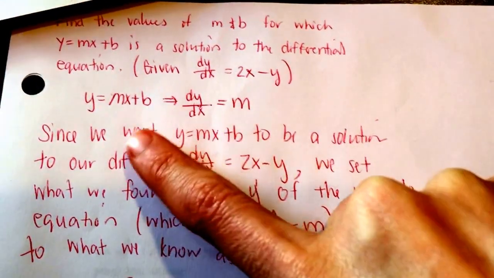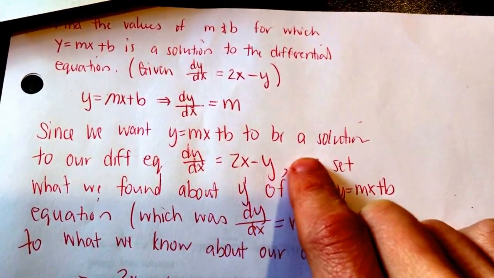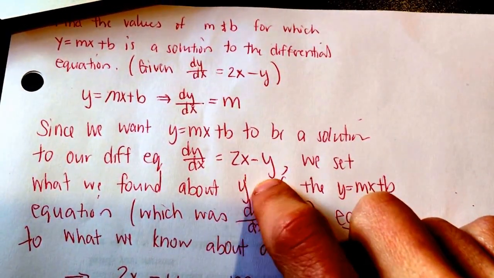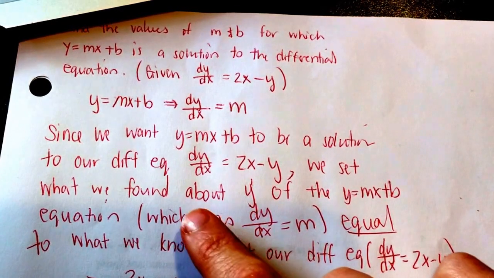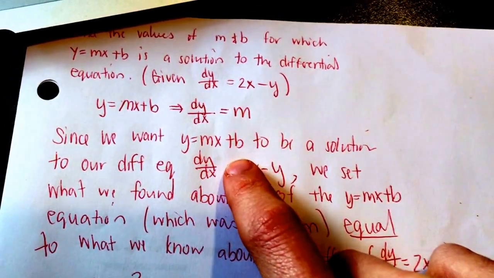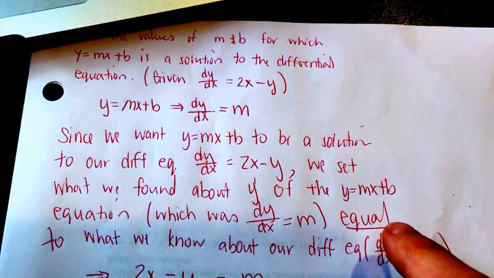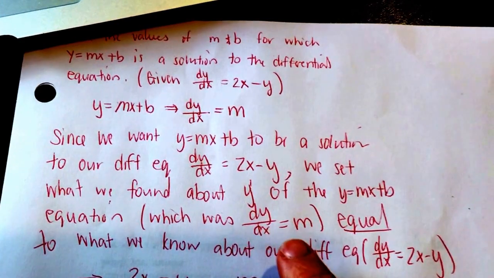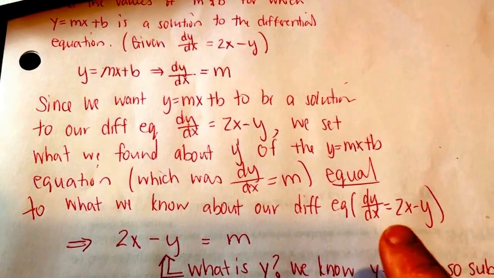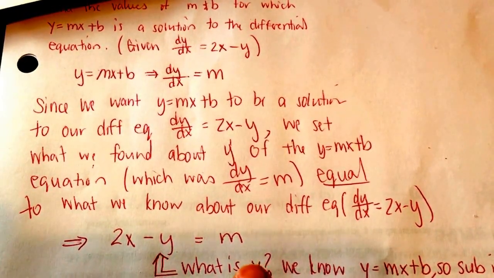And so take the derivative and you just get m, right? So since we want y equals mx plus b to be a solution to our differential equation, which was given by that 2x minus y, we set what we found about y prime, which was m, equal to this slope. So we just set the two slopes equal to one another. The y equals mx plus b slope is m, and we set it equal to what we know about our differential equation, which was that dy/dx was 2x minus y. So 2x minus y equals m.